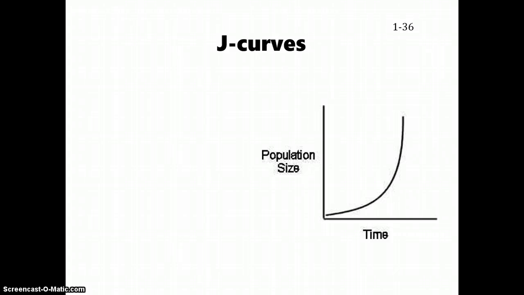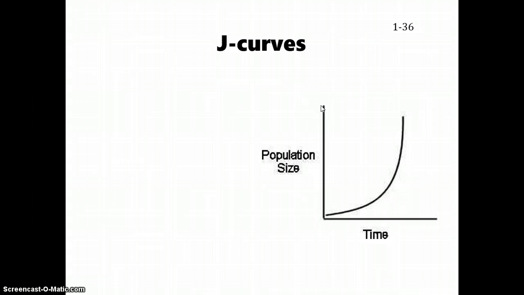So a way we can kind of map how a population is growing is by looking at a graph of that population. So before we even talk about J-curves, take a look at this graph. On the x-axis, again, that's the horizontal axis, we have time. So this could be a couple days, a couple weeks, couple years, decades, etc. And then on the y-axis, again, the vertical axis, we have the population size. So how many individuals are in this population?